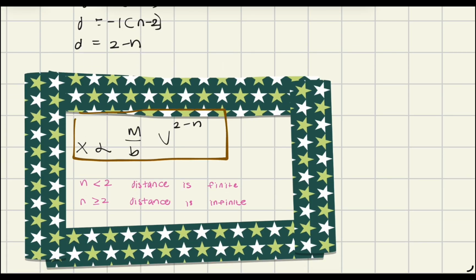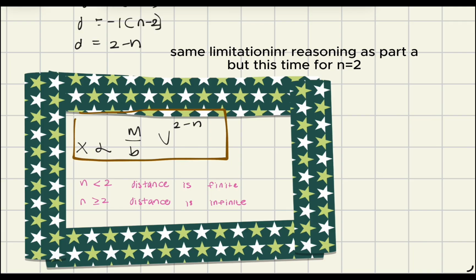So here we just use the same analysis that we used for part A, and we find that if n is less than 2, the distance is finite, and then we have that if n is greater than 2, the distance is infinite.